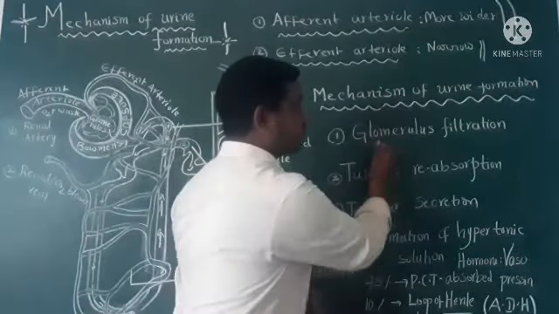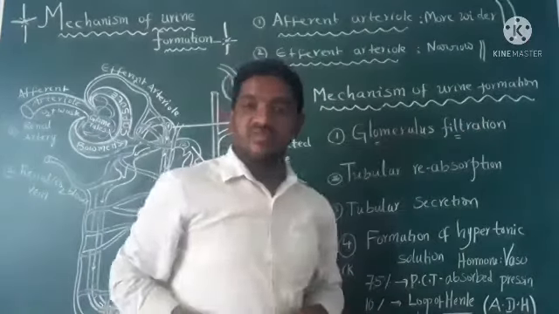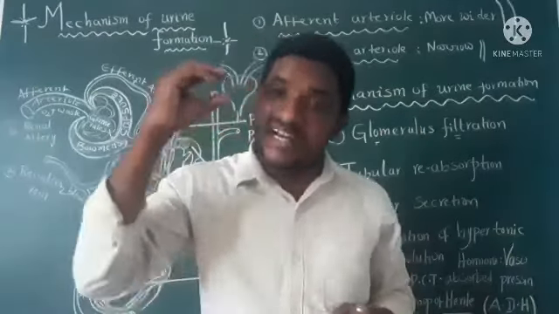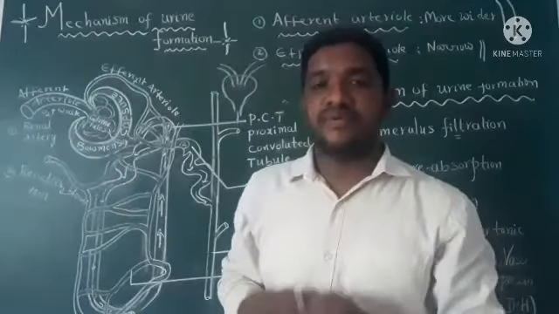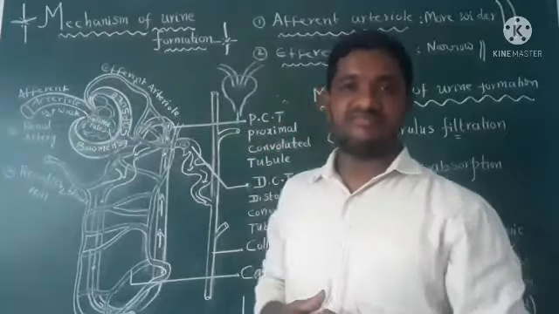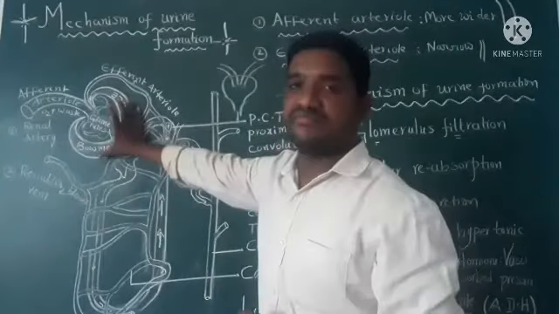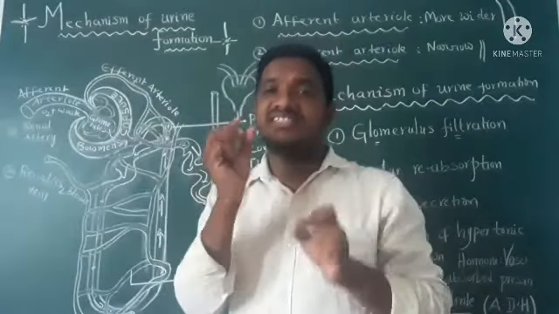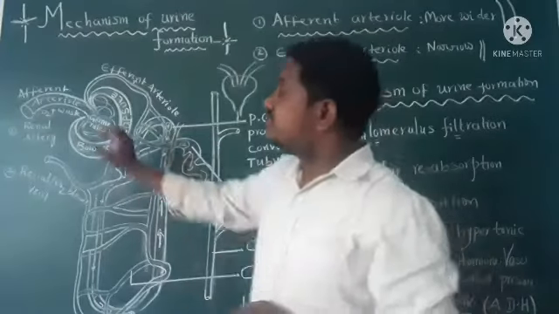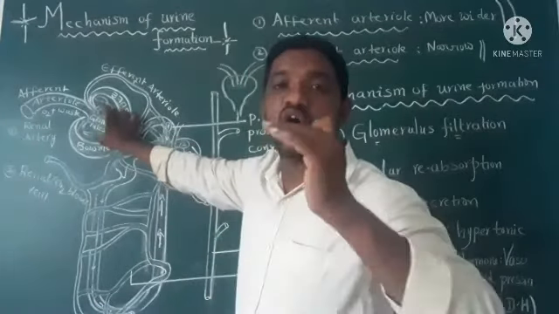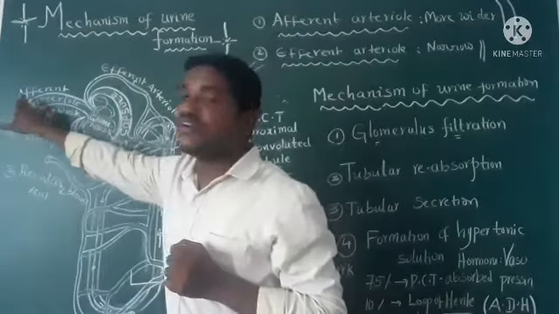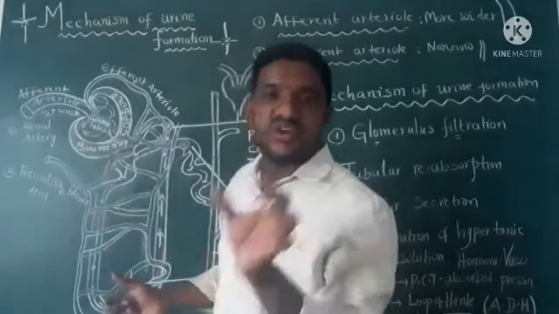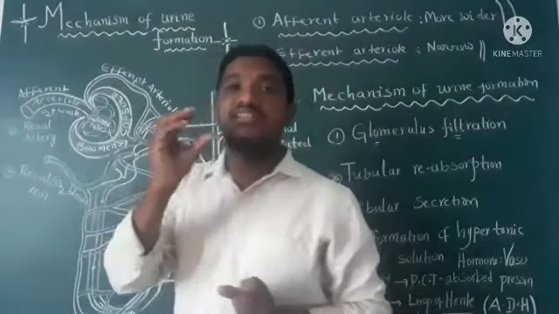What is glomerulus? What is filtration? Glomerulus means the finest blood vessels present inside the nephron. Observe this diagram. This is the glomerulus. What is glomerulus? Finest blood vessels. These finest blood vessels are formed from the afferent arteriole.